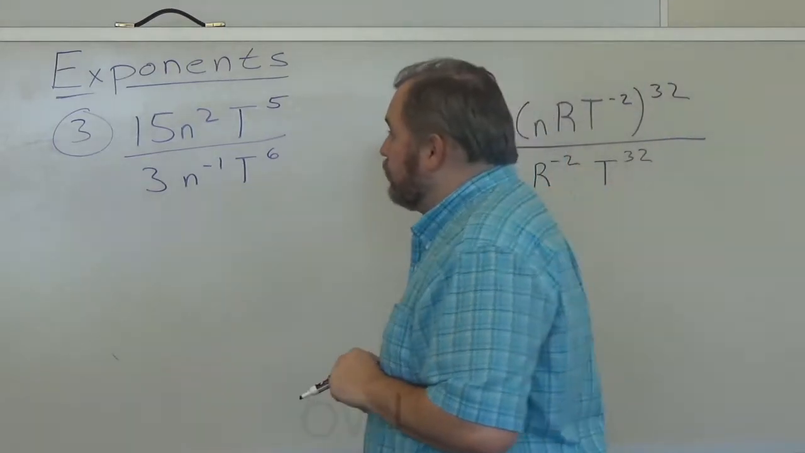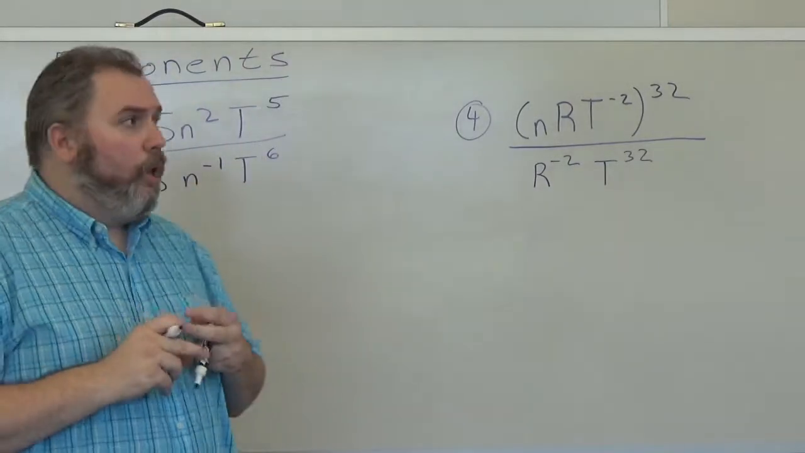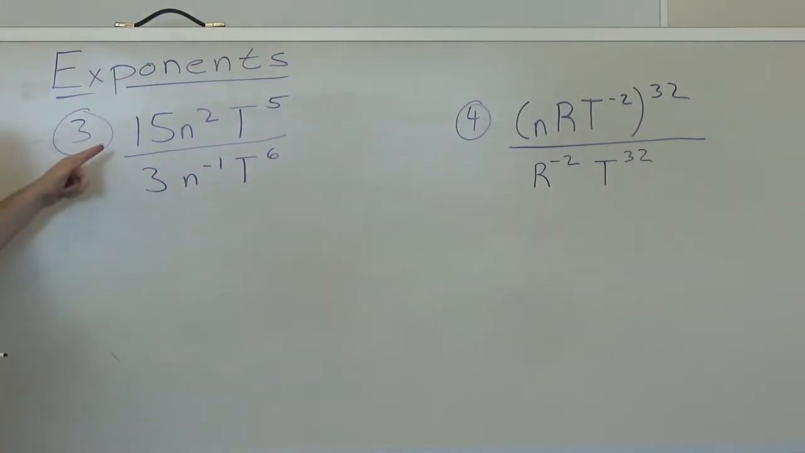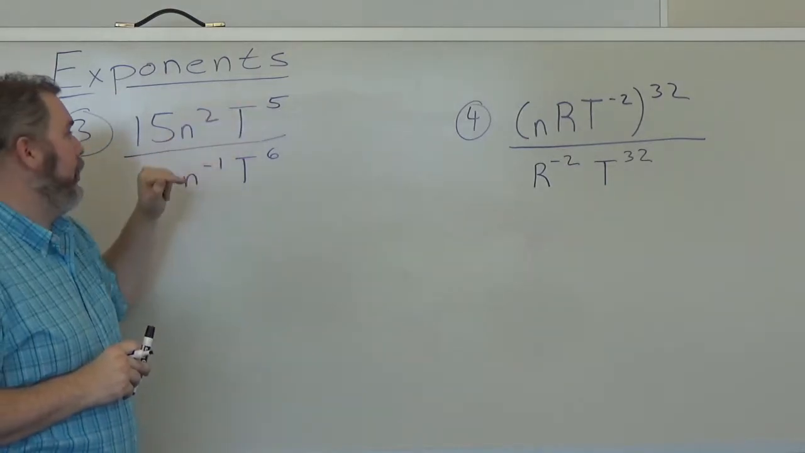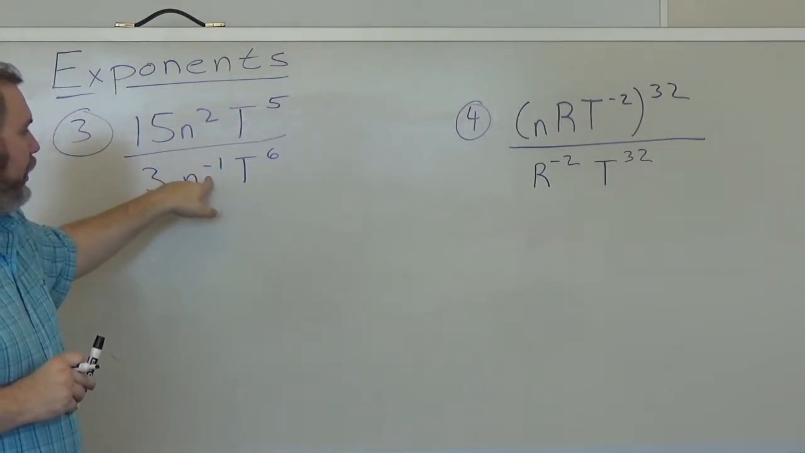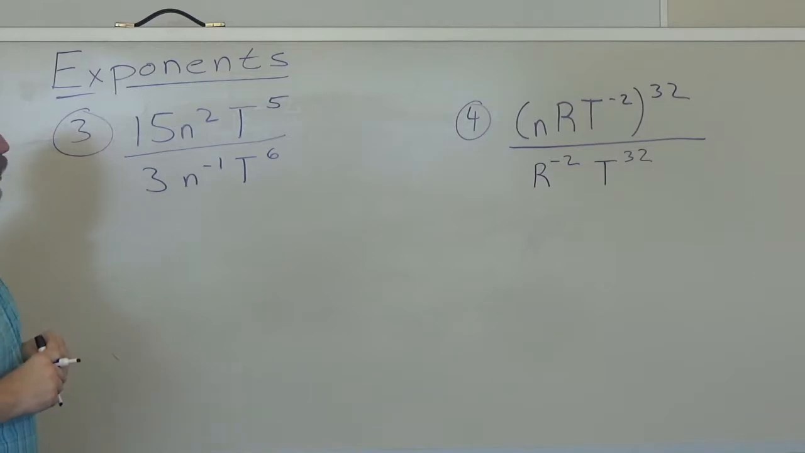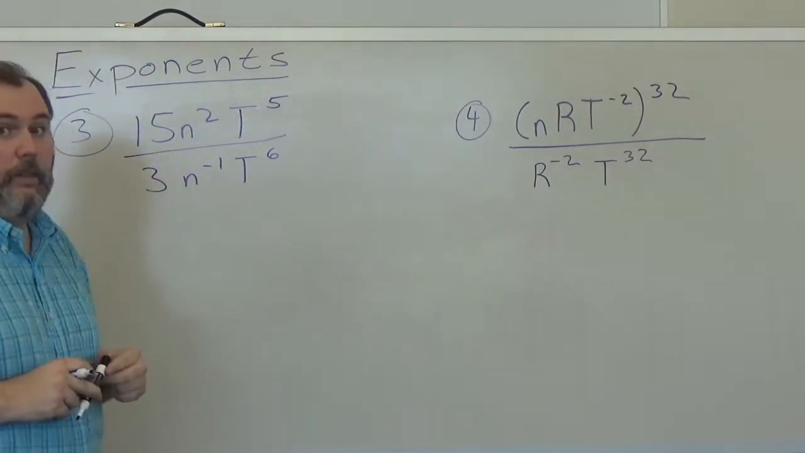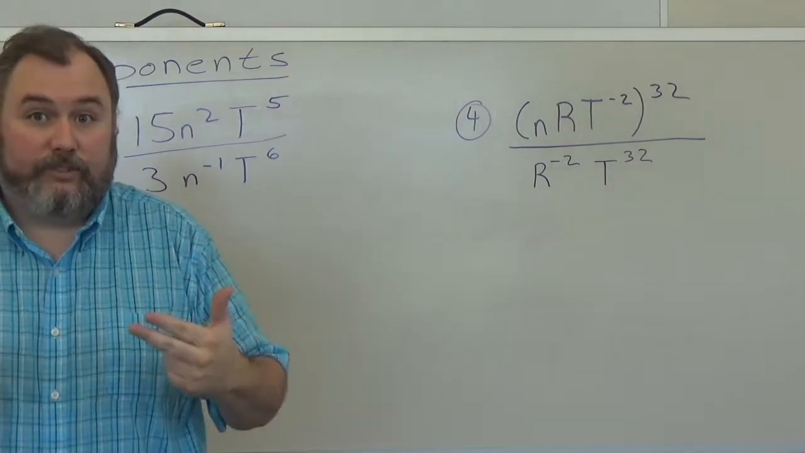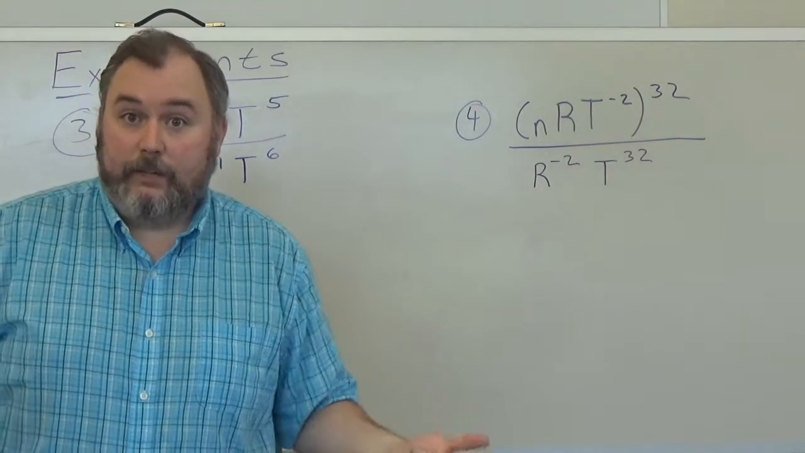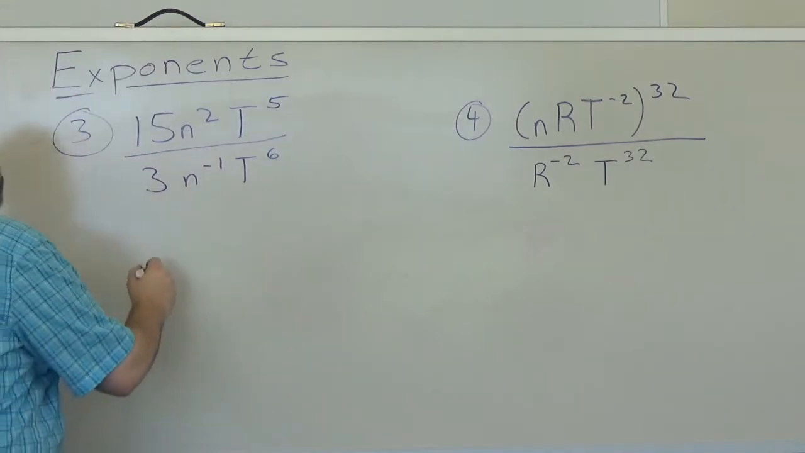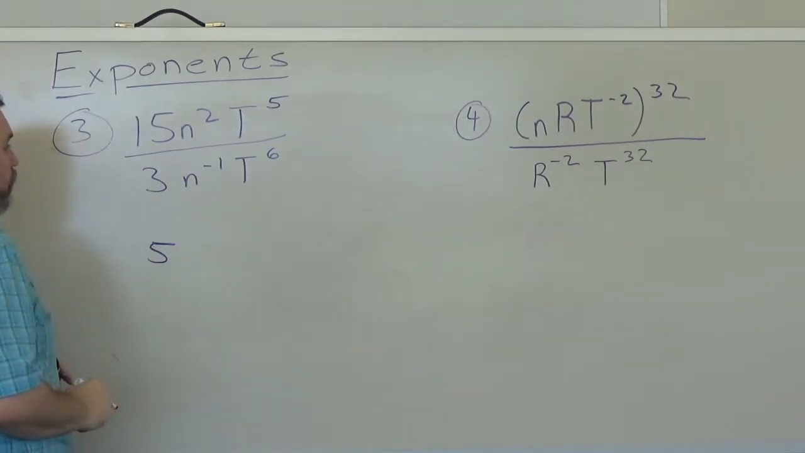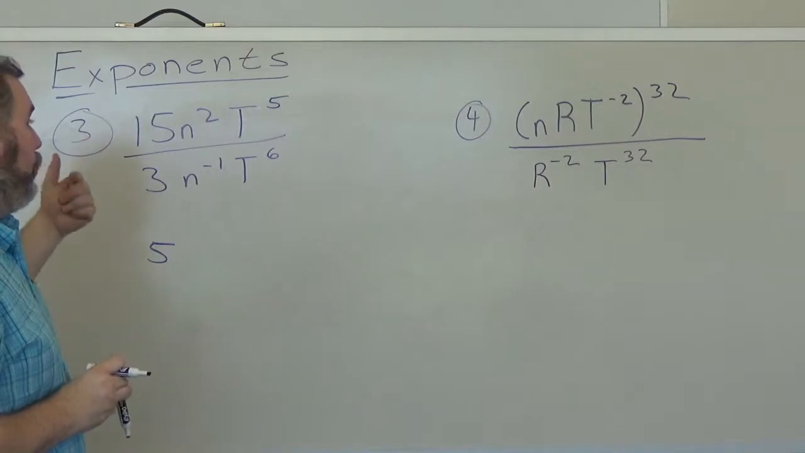All right, so number 3. What do we have going on here? We have 15n squared t to the 5th, all divided by 3 to the negative 1 t to the 6. Well, here's the cool part. I told you that there's something we can do with the 15 and the 3. Well, I've already said it. We're going to simply divide. 15 divided by 3 is 5. Okay? Just that simple. Now we're going to follow our rules.